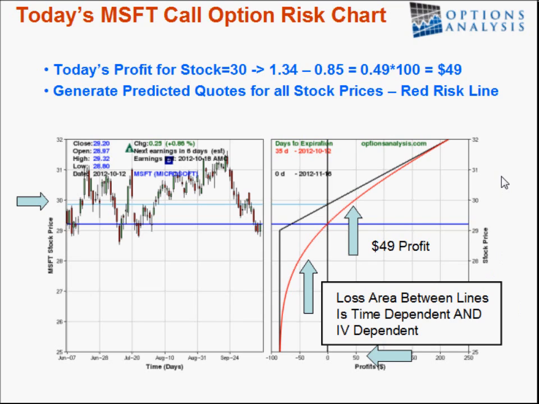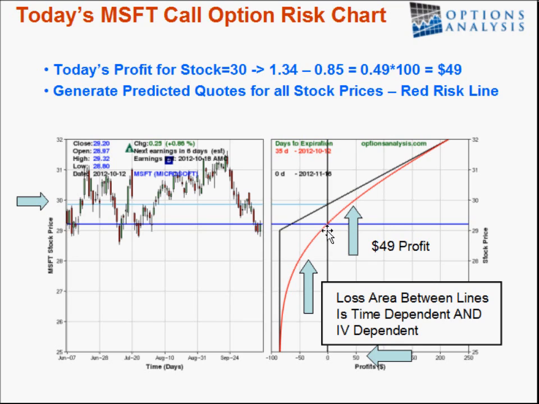Well, using that formula, we can draw something called today's Microsoft call option risk chart. It's shown here on the right-hand side. It's this red curve. Now, we already have computed 2 points. We know that when we buy the call option today at the close of 29.20, our profits will sit at 0. We haven't made any money yet. The stock hasn't changed. So that's 1 point.